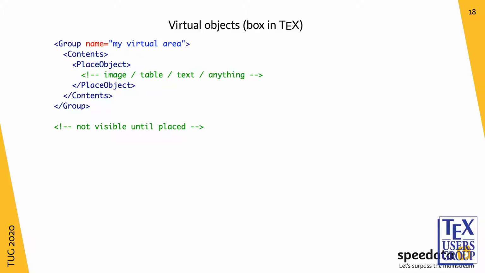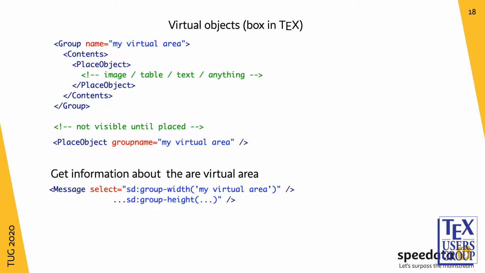Another nice thing are virtual objects, or here called groups. From TUG we know these as boxes. You can place material in a box and ask questions like, how big is the box, in order to decide what to do with it. The same is done here. The group starts with a size of 0 and grows as you put in objects. It is not placed in the PDF unless told to.